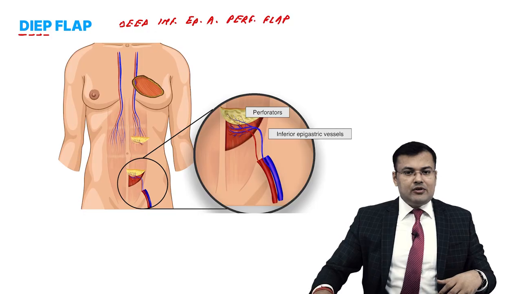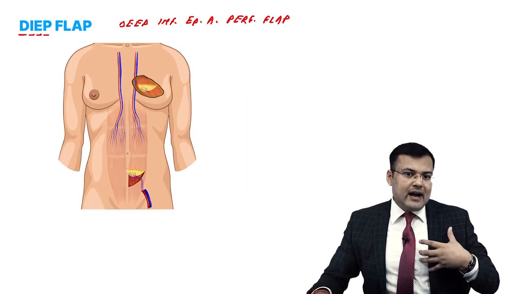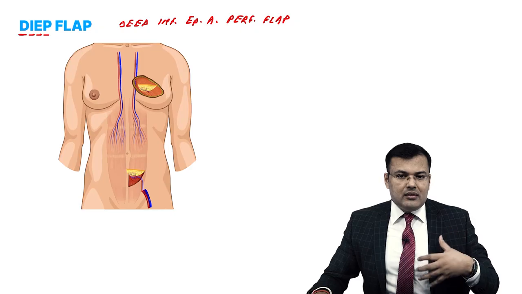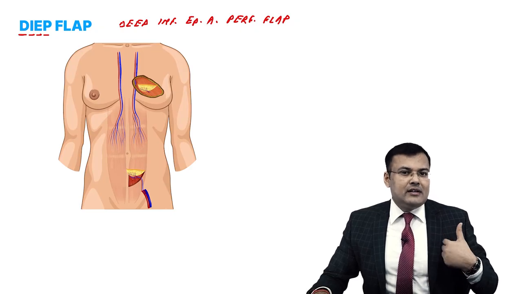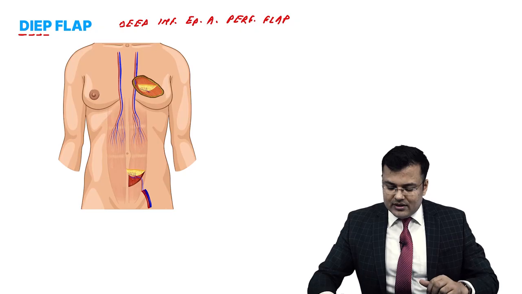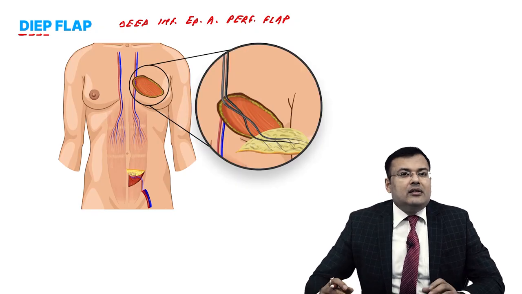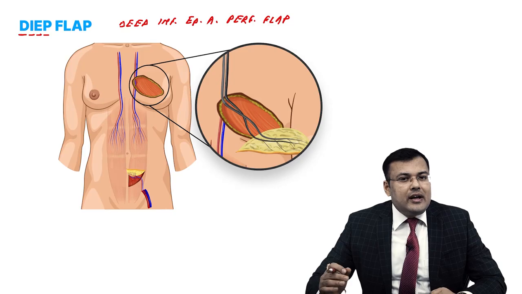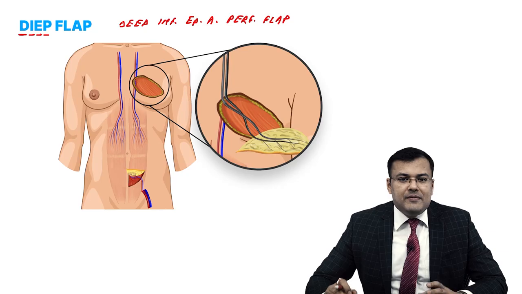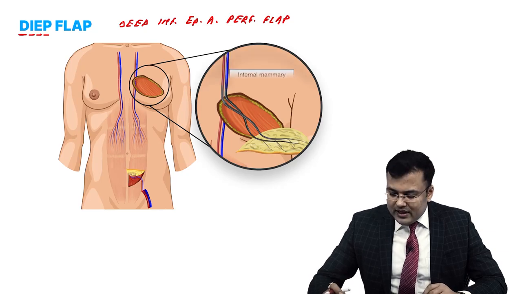And after that, since you are not taking the muscle, only skin and fat, it is placed at the site of surgery, meaning for the breast reconstruction. And here also you can see the anastomosis is done between internal mammary vessels and the perforators of deep inferior epigastric artery. So what is the good thing about this?